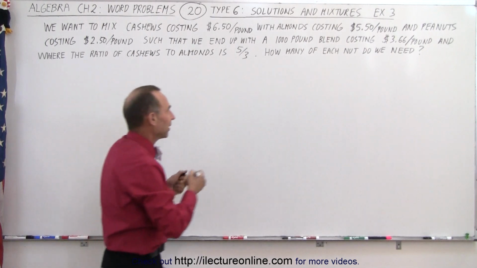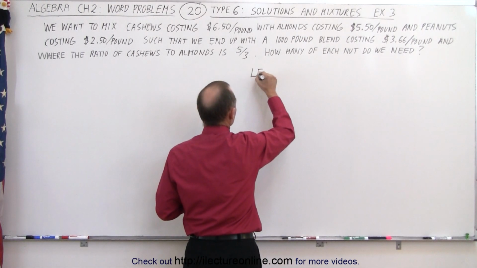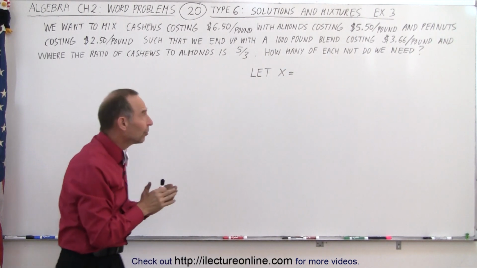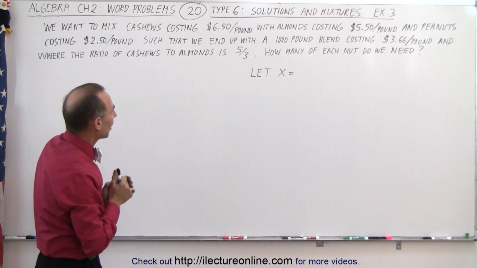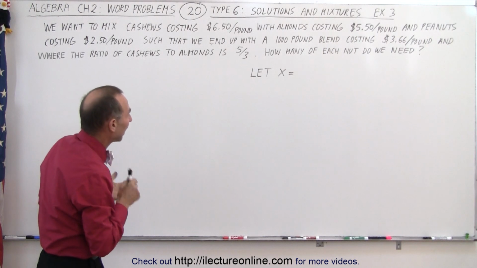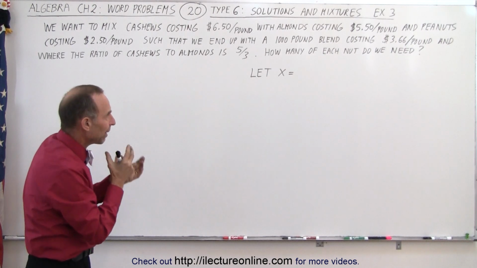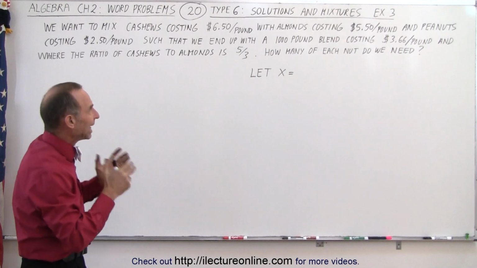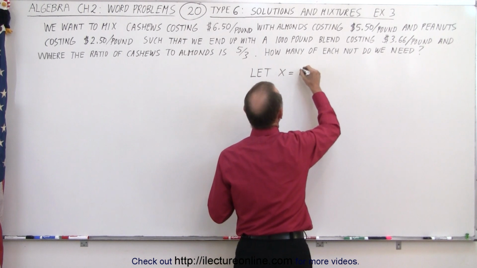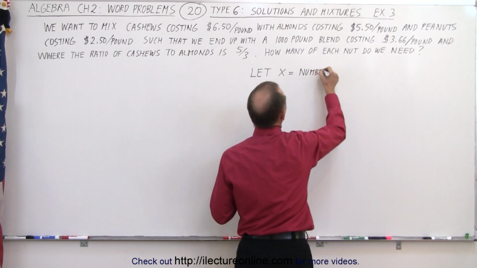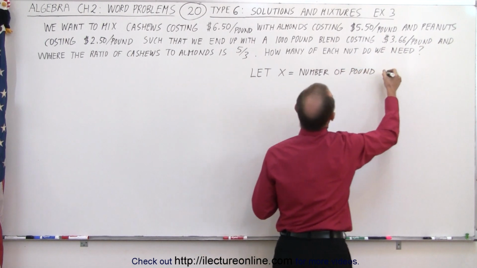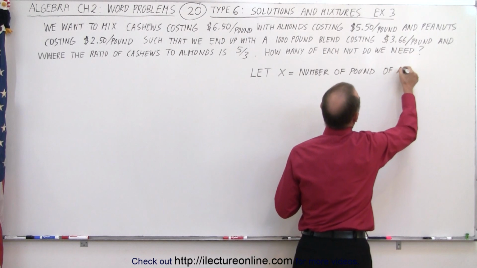Well, we're going to start out by saying let x equal the number of pounds of one of the three types of nuts. It looks like the number of pounds of almonds is the least of any of the three types of nuts. So we're going to let x equal the number of pounds of almonds.